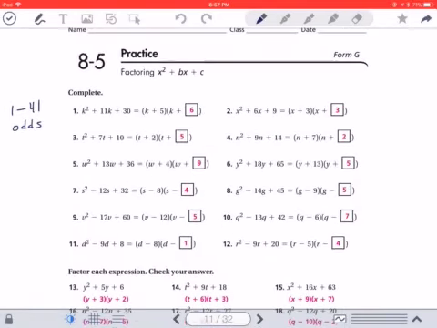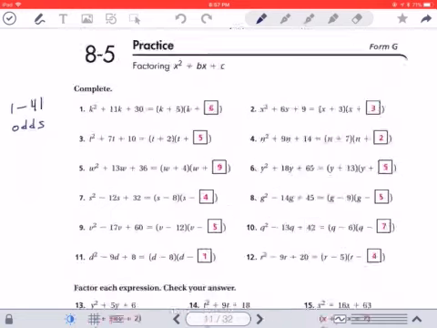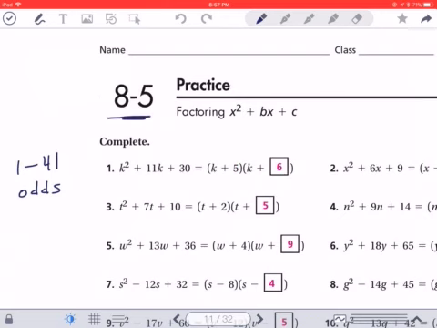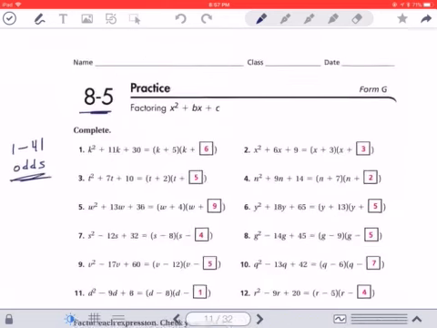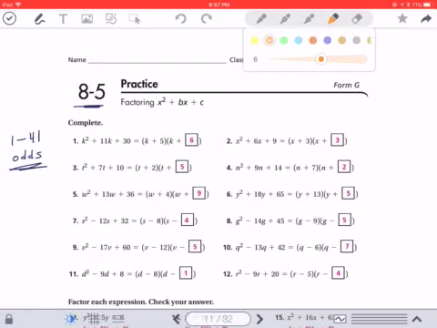All right, we left off with 8-5 homework before our enrichment week. So let's correct the homework. Homework was 8-5, 1 to 41. We did the odds. So let's go through those. Then we'll do a couple.